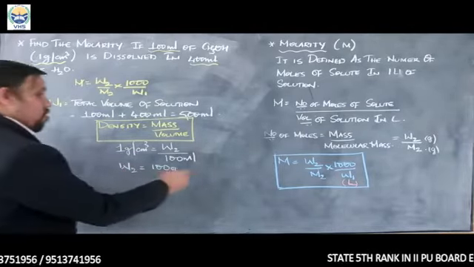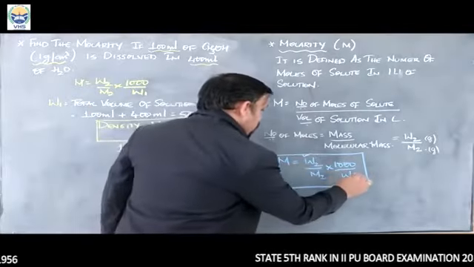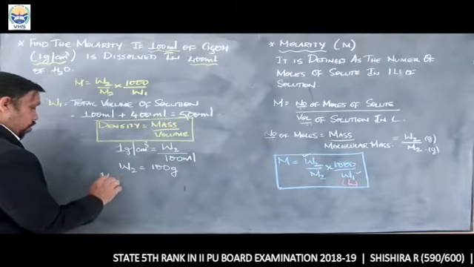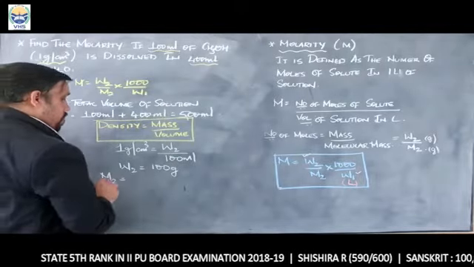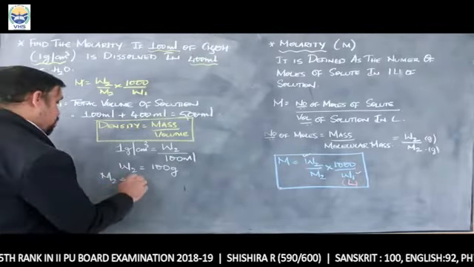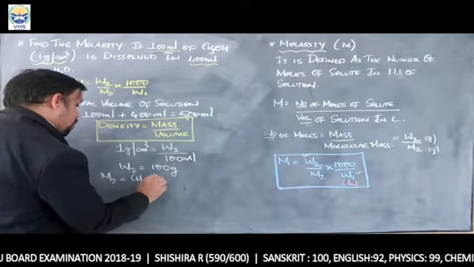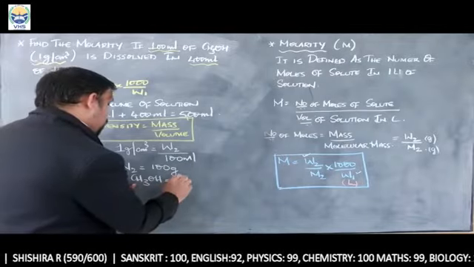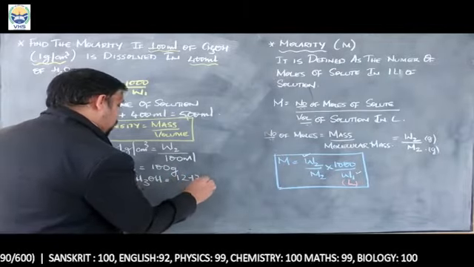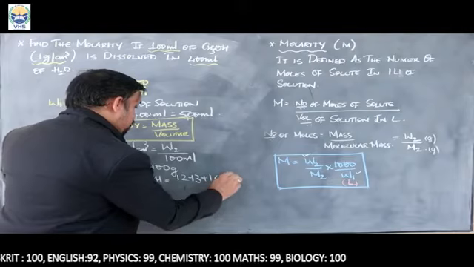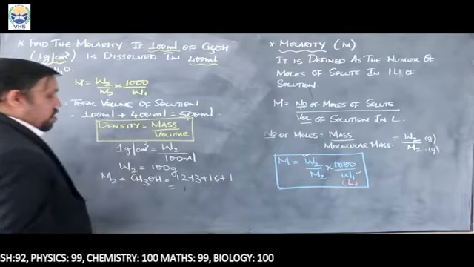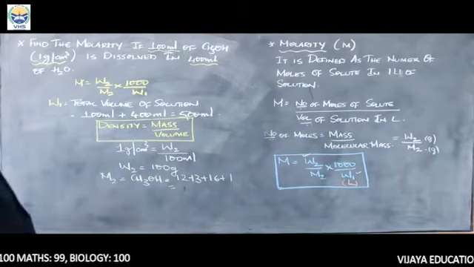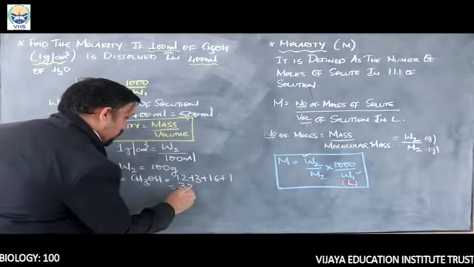Now, we got W2 and W1. Now we want M2. What is M2 equal to? We have been given CH3OH. Carbon is 12. 12 plus 3 plus 16 plus 1. What is 12 plus 3? 15. 15 plus 1, 16. 16 plus 16 is 32 grams.